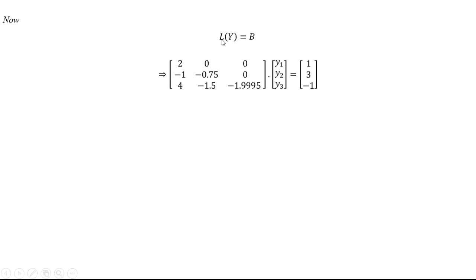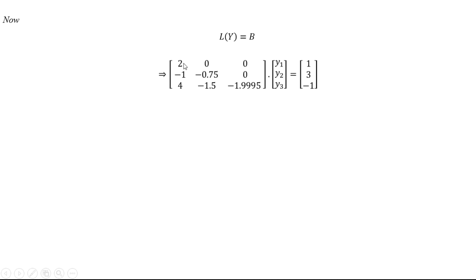So then we will write the lower triangular matrix, the y variable matrix and the resultant matrix b. Now, as we have converted the system of equations into a matrix form, we can also convert this matrix form into the system of equations. By converting, we will get 2y1 plus 0y2 plus 0y3 is equal to 1.